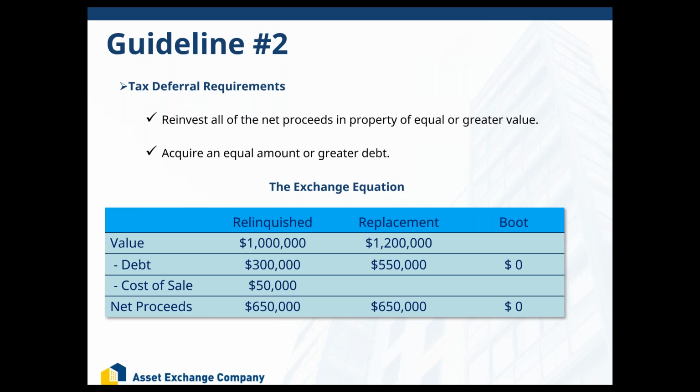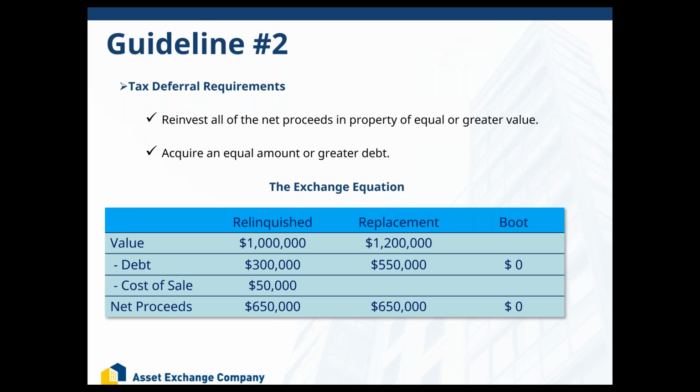Right. So in this example, they get a full deferral, because they used all the $650,000. They bought a property greater in value, the $1.2 million, and they acquired greater debt by getting a loan for $550,000. So they get a full deferral.